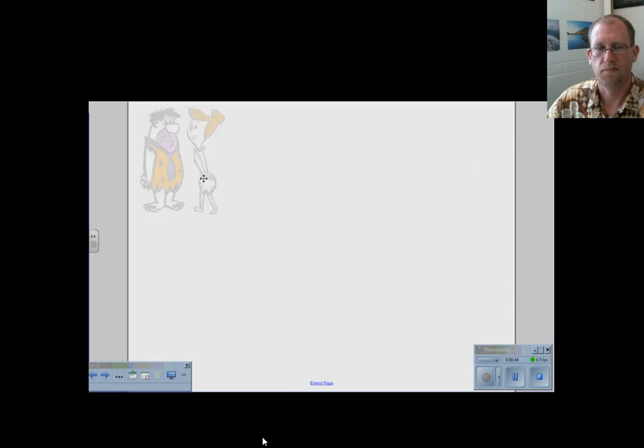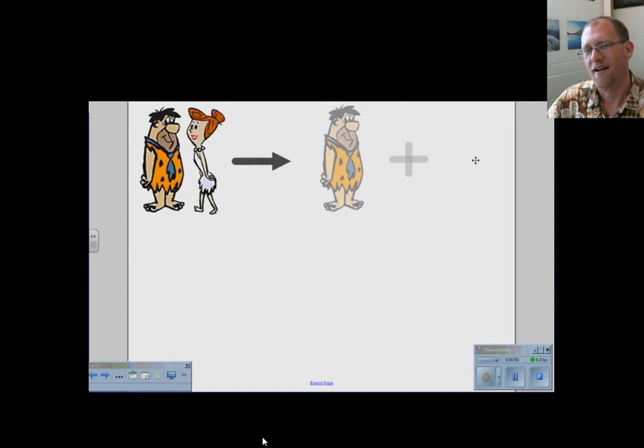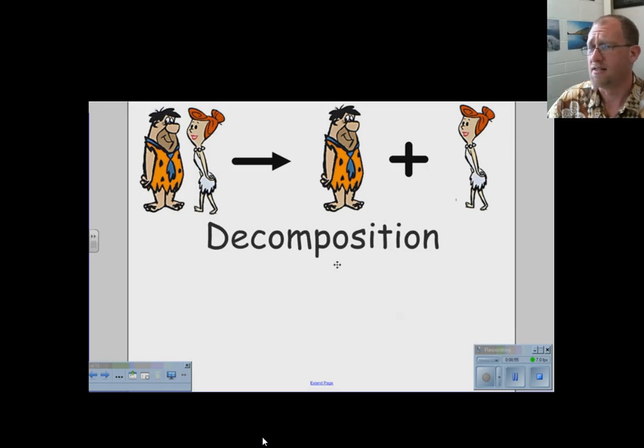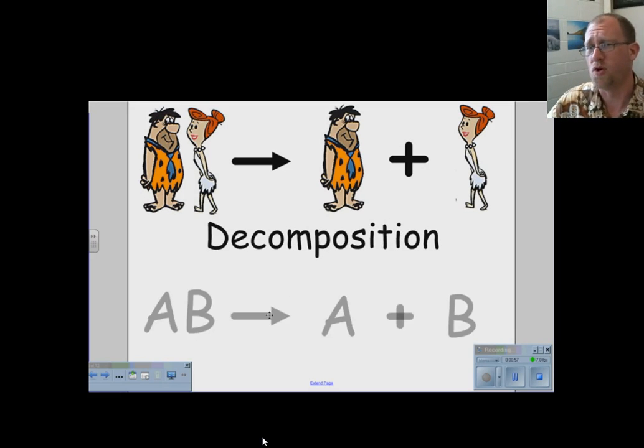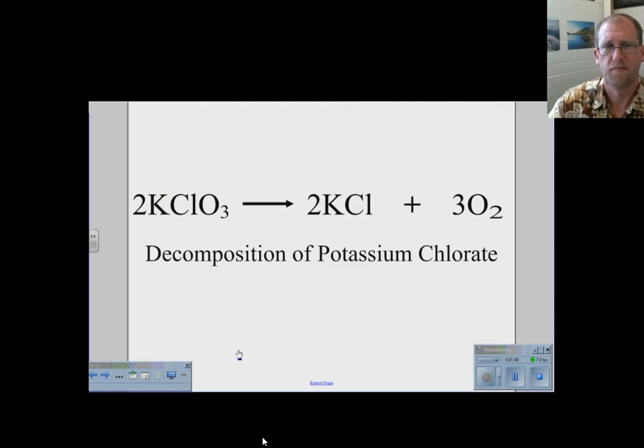If, however, the Flintstones were together and they got a divorce, so that Fred was on his own and Wilma was on her own, then you have decomposition. Decomposition of marriage is a terrible thing. We don't like that. A compound breaks down into its component parts. AB yields A plus B. This happens in the decomposition of potassium chlorate, when KClO3 breaks down into KCl, potassium chloride, and oxygen gas.